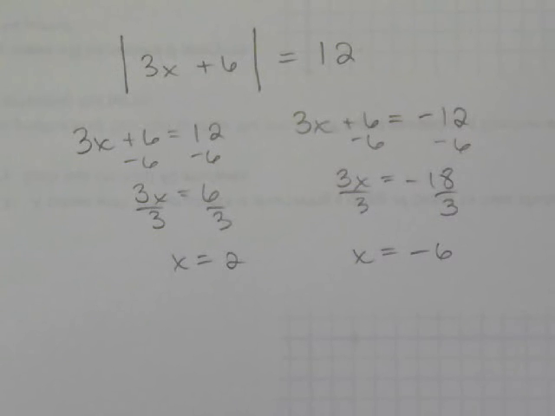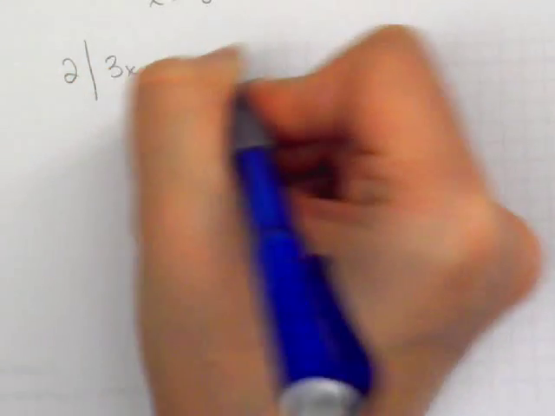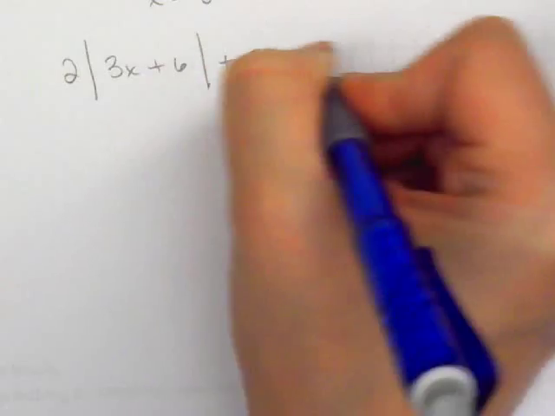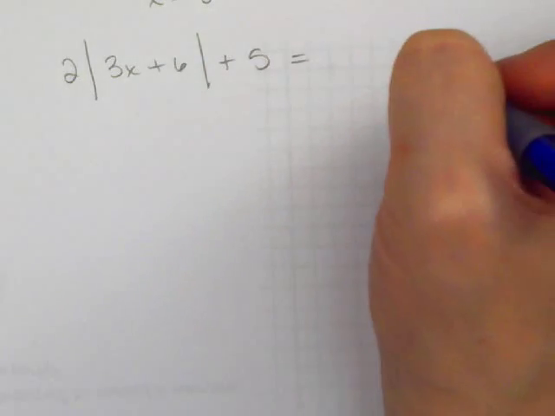Remember, you're not going to split into those two parts of your question until your absolute value is alone on one side. So if I have 2 times the absolute value of 3x plus 6 plus 5 equals, that was a bad example.